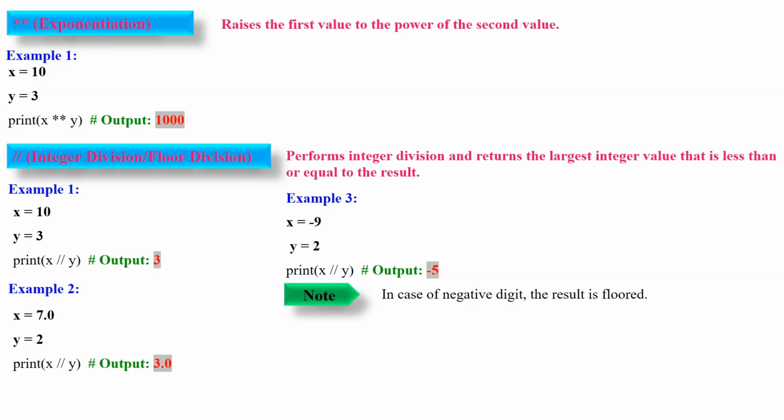In example 3 of integer division or floor division, we assign the value -9 to the variable x and the value 2 to the variable y. Then, the expression x floor division y performs floor division, which divides x by y and rounds the result down to the nearest whole number. In this case, -9 divided by 2 equals -4.5, but since floor division rounds down, the result is -5. Finally, the print function outputs the result, -5, to the console.